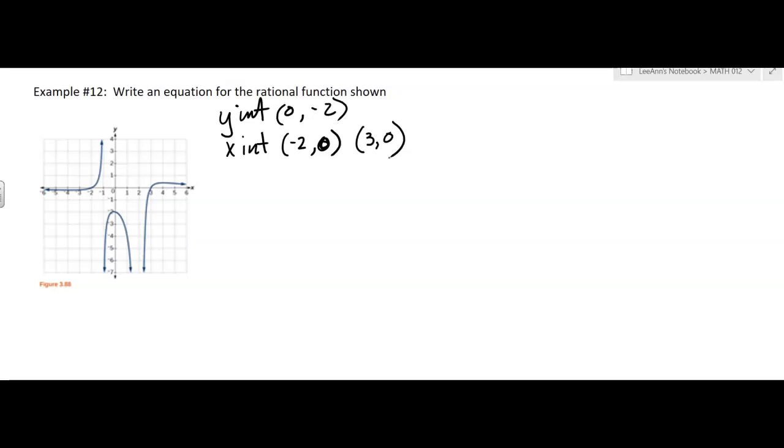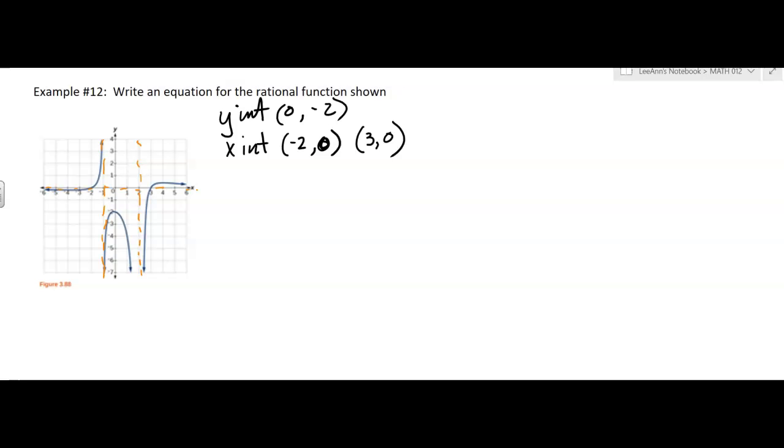We also see, it looks like an asymptote here, kind of, and it looks like an asymptote here. So we're just taking our best guess on the asymptotes, and then it looks like the asymptote is also at the y-axis again. Okay, so let's put this together and see what we come up with.